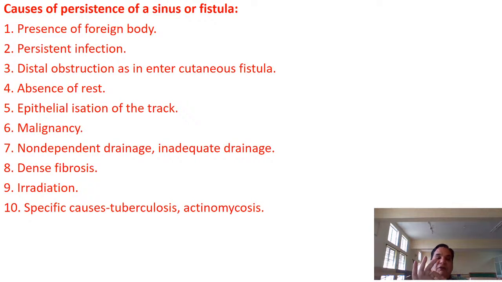Associated fibrosis. Fibrosis doesn't allow the sinus or fistula to heal. Similarly, if the patient is undergoing radiation therapy, his fistula or sinus is less likely to heal. And specific causes: tuberculosis, actinomycosis. So if you remember these 10 things, you are definitely able to write the causes of persistence or non-healing of a fistula.